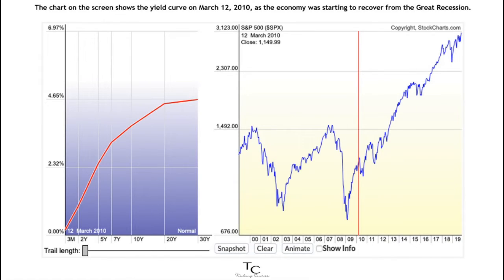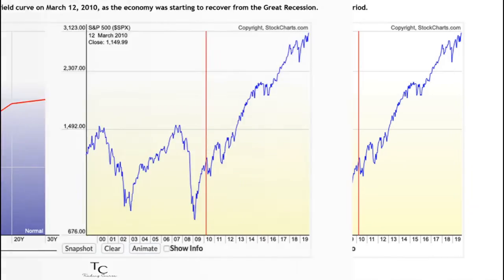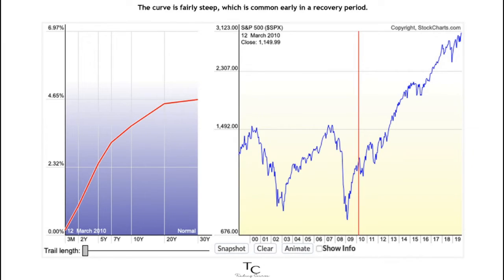The chart on the screen shows the yield curve on March 12, 2010, as the economy was starting to recover from the Great Recession. The curve is fairly steep, which is common early in a recovery period. The S&P 500 chart on the right shows the stock market beginning to recover from its low point the previous year.